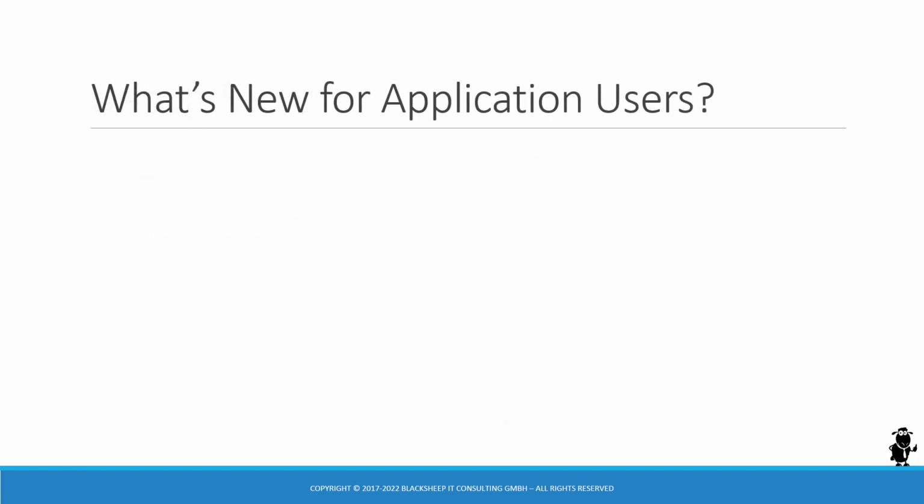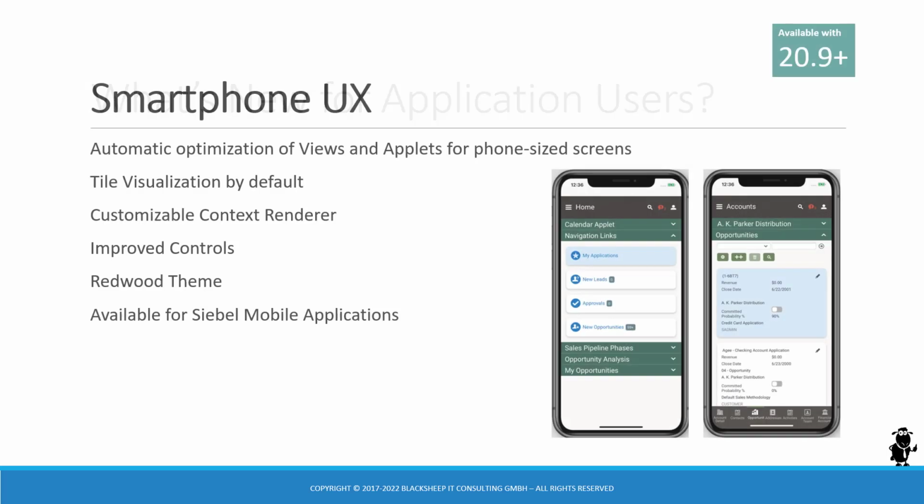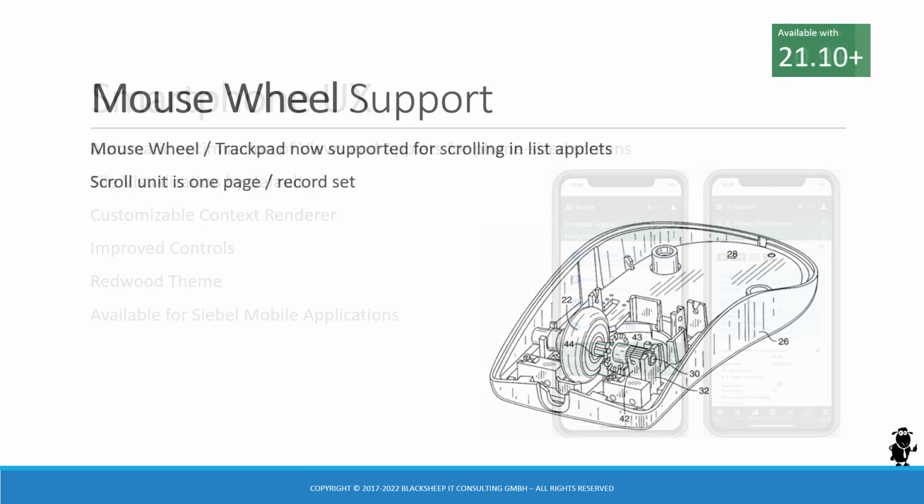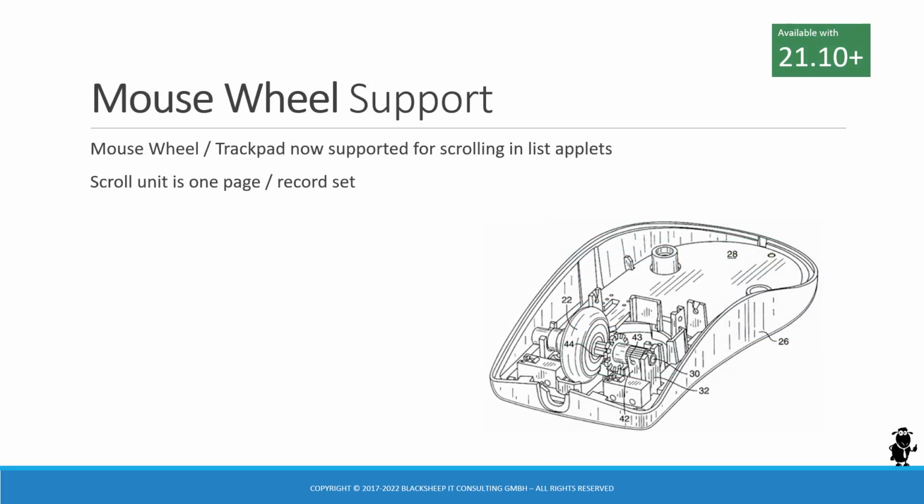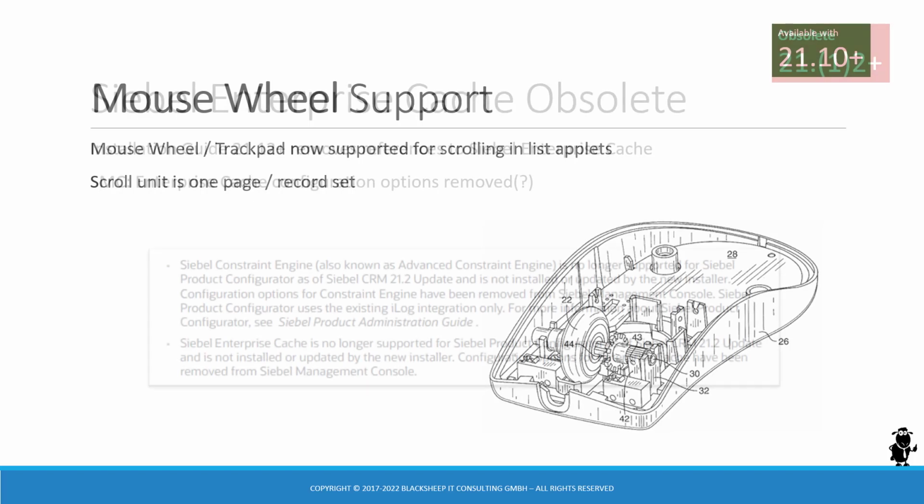There's also news for application users. In the past 22 months, Oracle has added or removed features. So let's take a look. Smartphone UX is a good example for mobile users who want to use the Siebel mobile applications in the comfort of the small smartphone screen. There is support for the mouse wheel, so the list applets now scroll as you turn your mouse wheel.